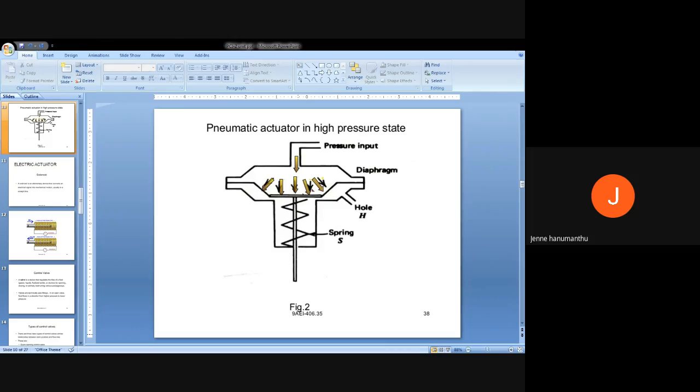Do you have any doubts regarding this? Dear students, if you have any doubts regarding these actuators, the electrical actuator, the pneumatic actuators or hydraulic actuators, I will give you the material, no problem. It is very simple to understand. Simply a conversion, isn't it?